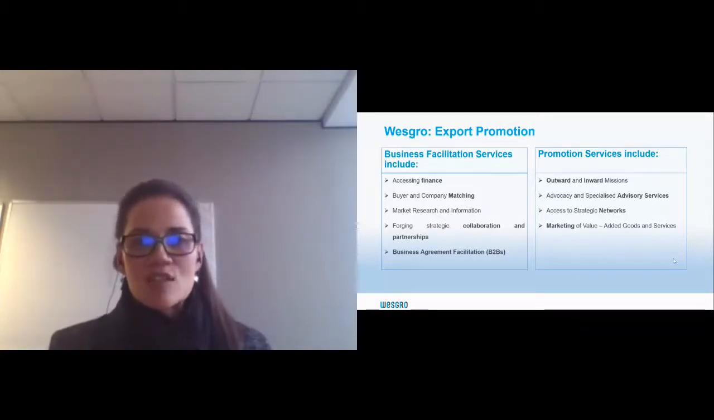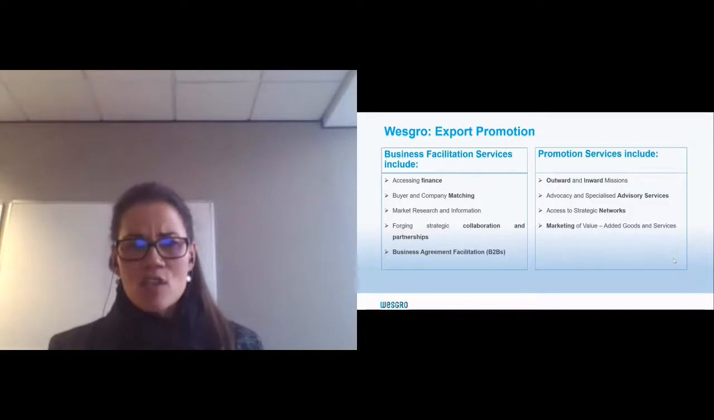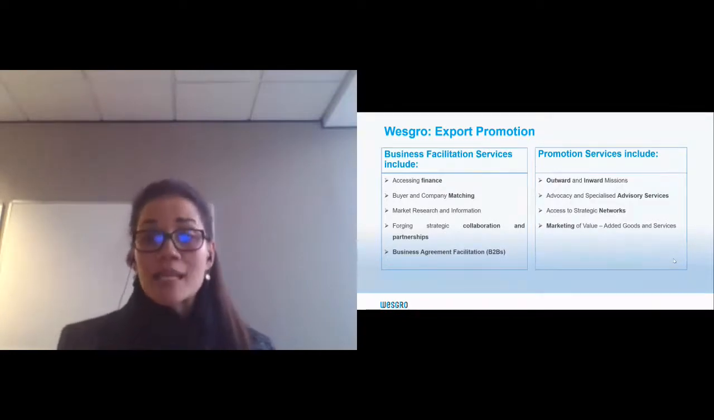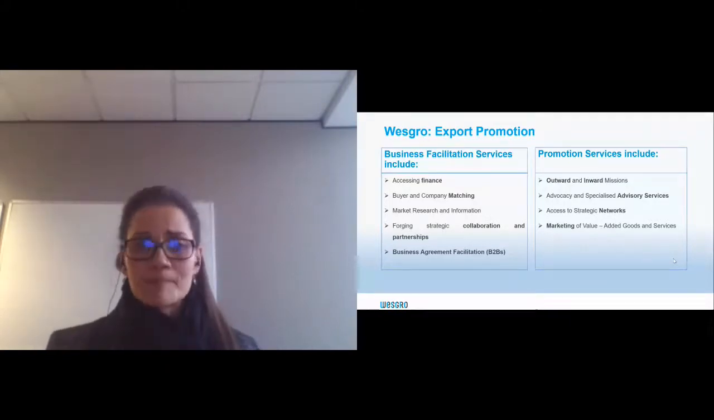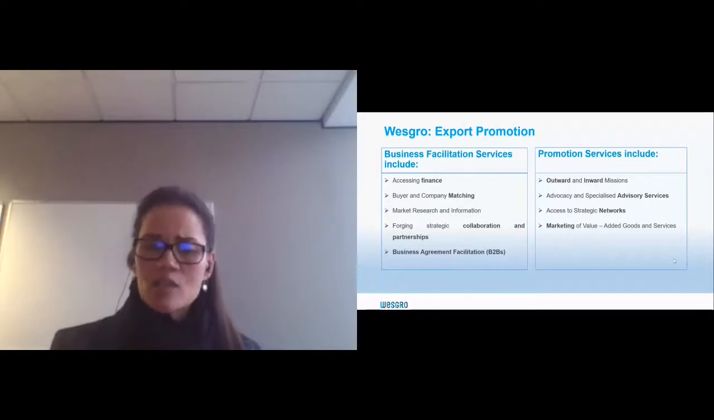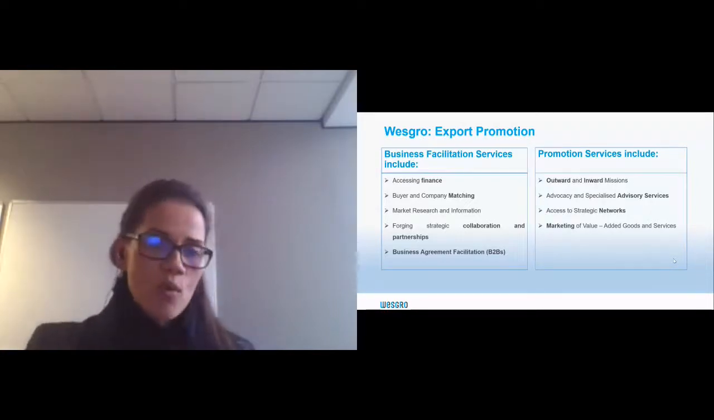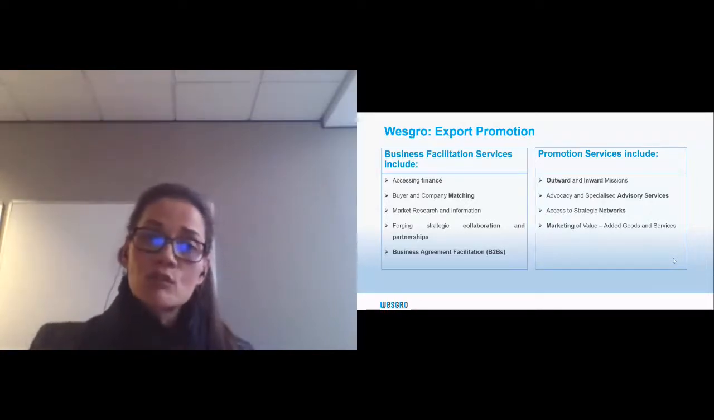Let's look at business facilitation first. We've got accessing finance, and there, to a large extent, we'd be leaning on our colleagues at the Department of Trade and Industry. It's not an application that we can do for companies on their behalf. It's important to guide a company and have them understand what that process looks like, the requirements, the lead times, etc., and the different kinds of options for companies depending on what they'd like to do in market.